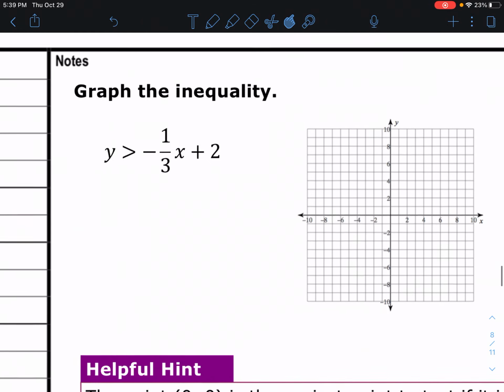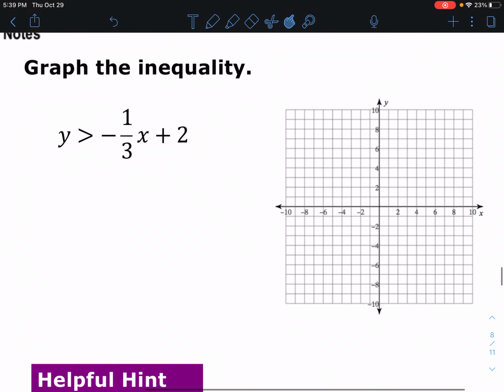First you're going to graph the boundary line. So you're going to pretend like this is an equal sign to start. Now notice this is really in y equals mx plus b form. As a reminder, when we start with these, we start with the y-intercept. I want to plot this first on the y-axis. My y-intercept is 2, so I'm going to make a dot right there.